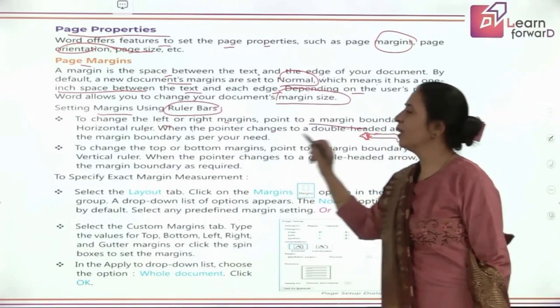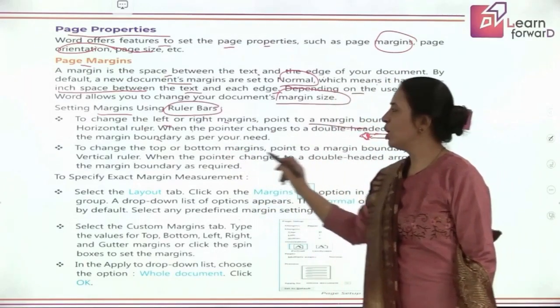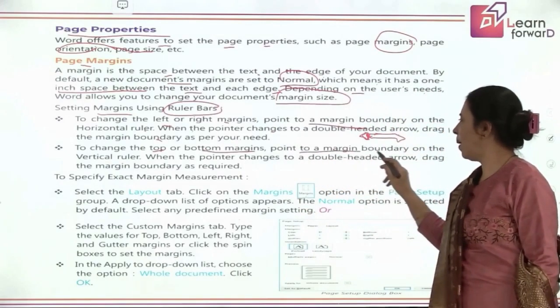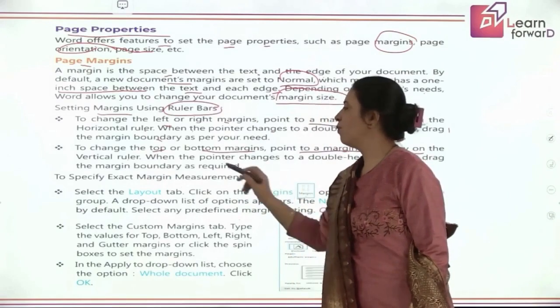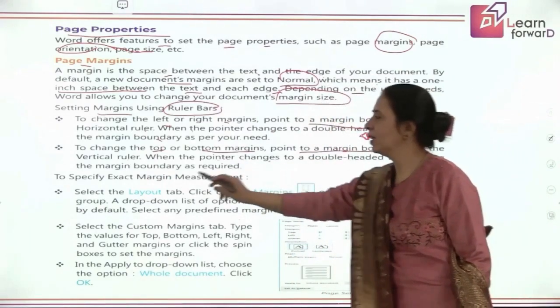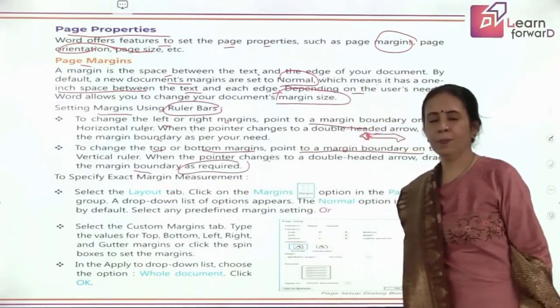Just drag the margin boundary as per your need, and to change the top or the bottom margin, point to the margin boundary on the vertical ruler. And when the pointer changes to the double-headed arrow, just drag the margin boundary as per your requirement.